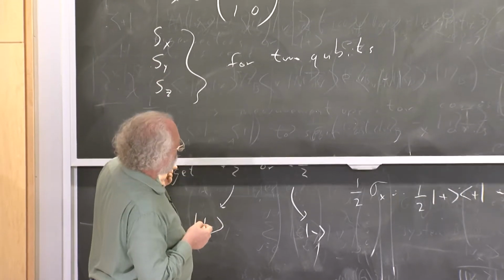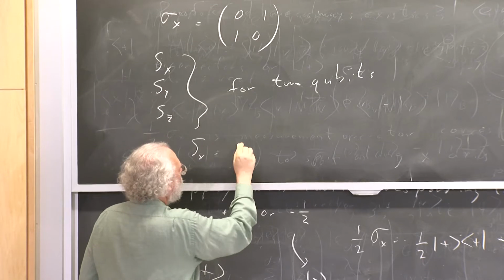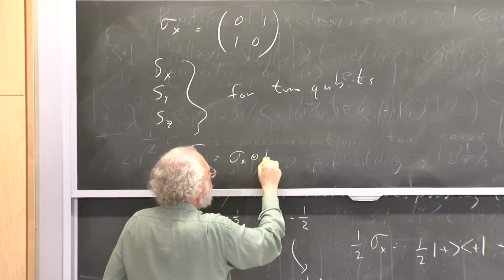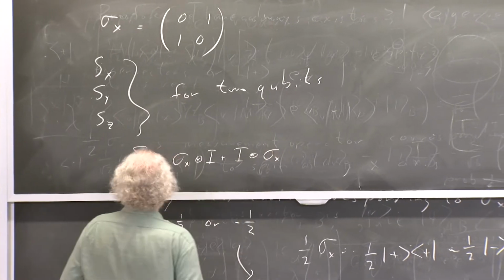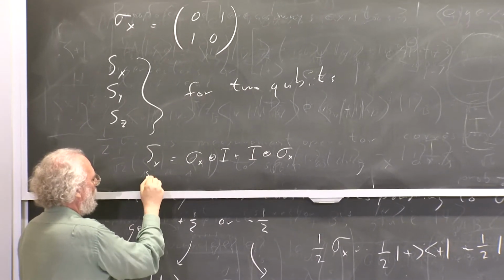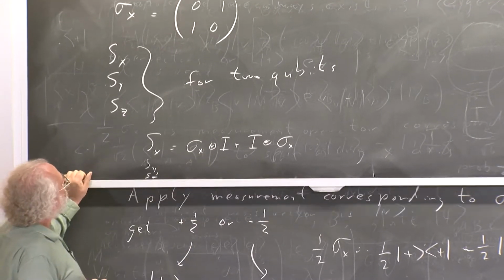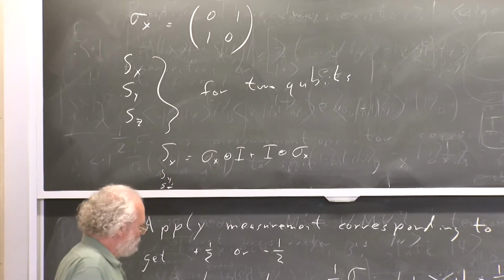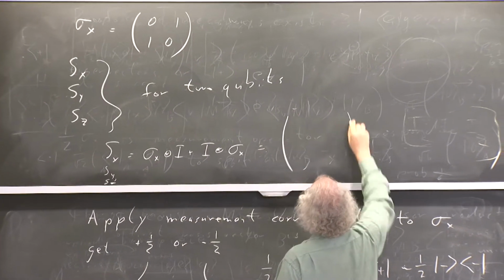So S sub x is equal to sigma x tensor I plus I tensor sigma x, and ditto for y and z. I'm not going to write that out. And maybe I'll write this out.